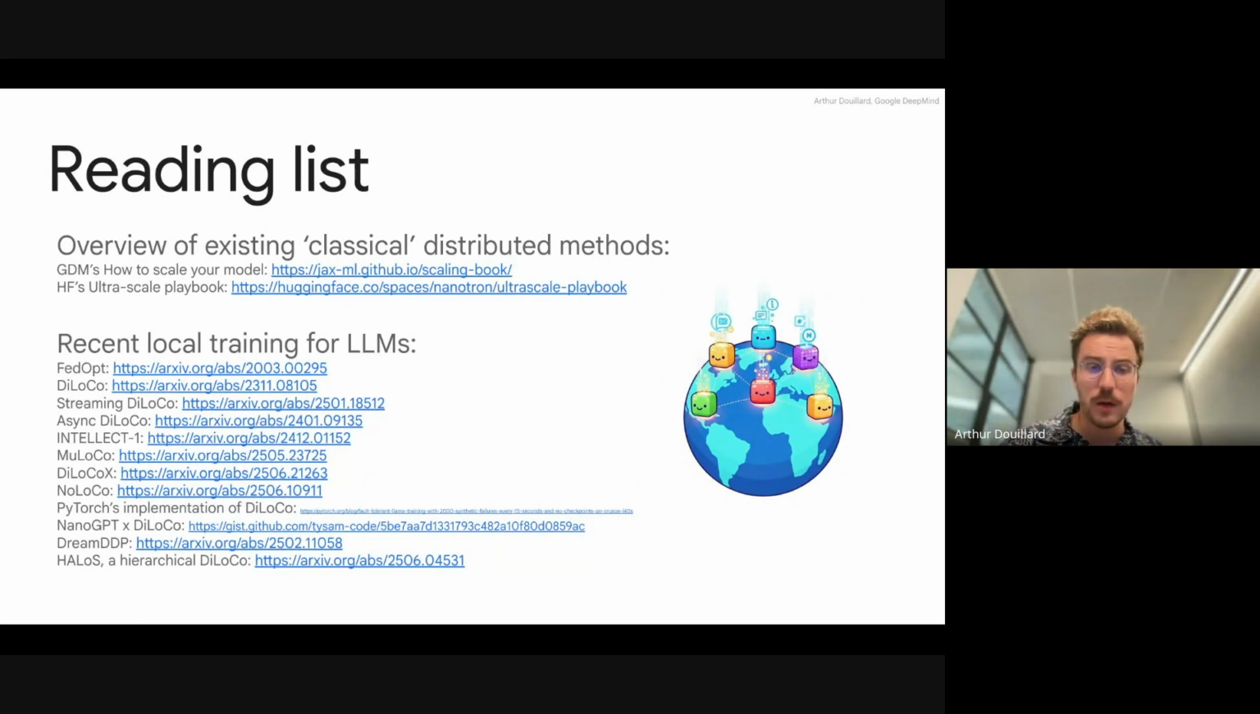In particular, PyTorch has now implemented streaming DiLoCo in their own code base, so you can reuse that if you want to experiment. And likewise, Tsam on Twitter has made a NanoGPT version for DiLoCo. NanoGPT is a very small GPT LLM training setup that's very easy to tune and very easy to train. You can train it, I think, in a few hours. And you can quickly experiment with new ideas on top of NanoGPT and DiLoCo.